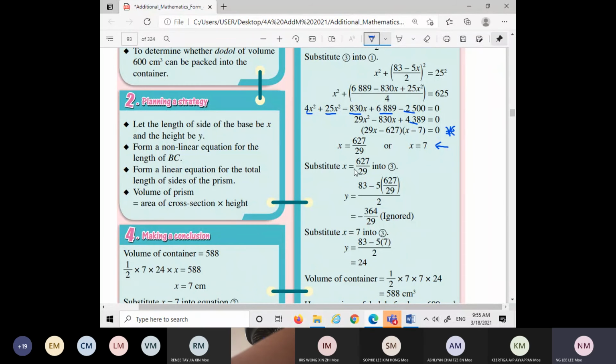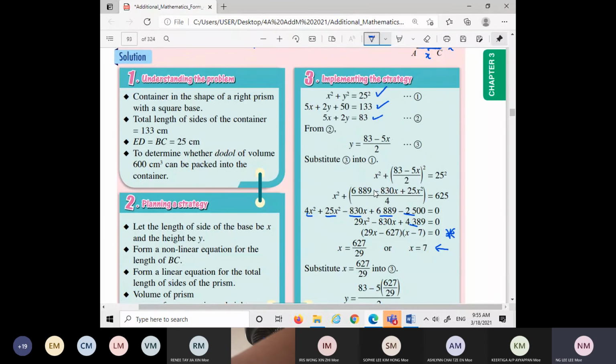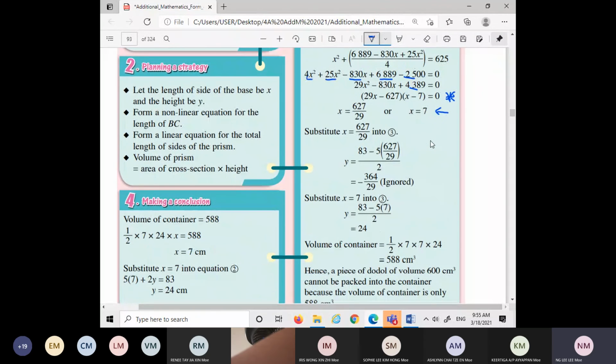Substitute the x value to get the y value. Go back to equation number 3 to get the y value. When the y value you get is negative, you have to ignore it, you have to reject this whole set of the answer. It means the x also I don't want, because this x will give me a negative y. You have to reject, but no matter what, this step must be shown.